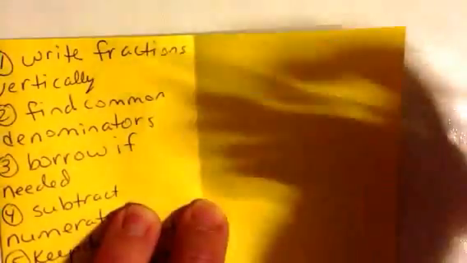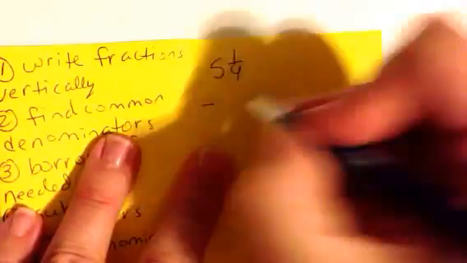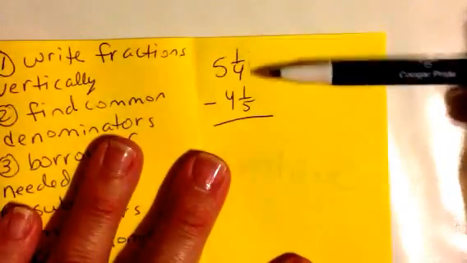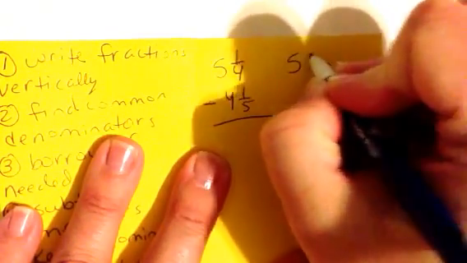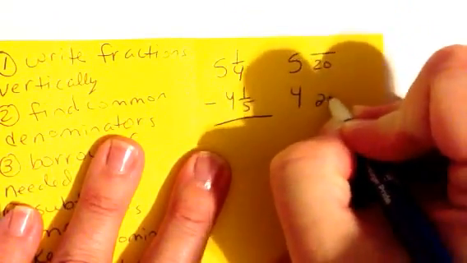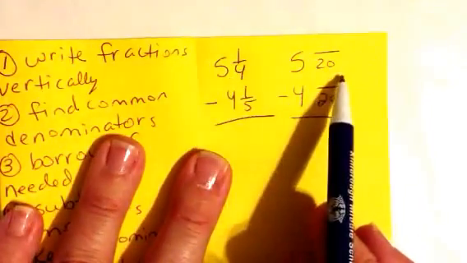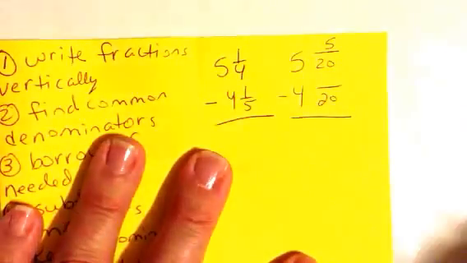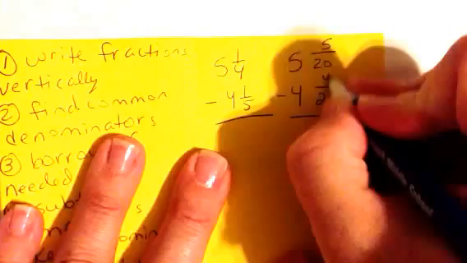So our first example is going to be 5 1/4 subtract 4 1/5. So to make common denominators, I can multiply 4 times 5 and get 20. So I'm going to rewrite this, keep my whole numbers, changing my denominators. To get from 4 to 20, I multiplied by 5, so I multiply 1 times 5 gives me 5. To get from 5 to 20, I multiplied by 4. 1 times 4 gives me 4.